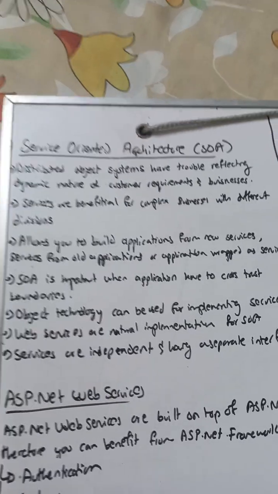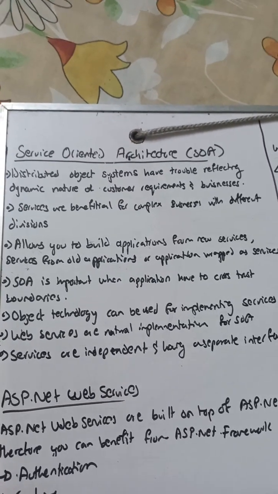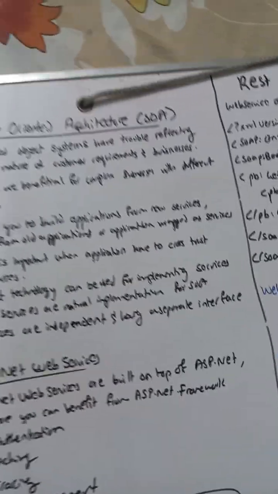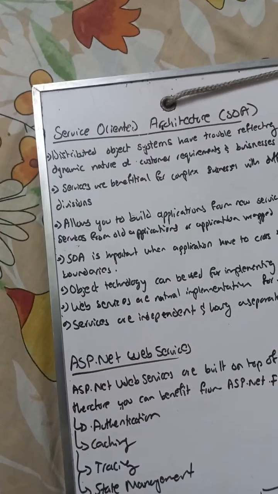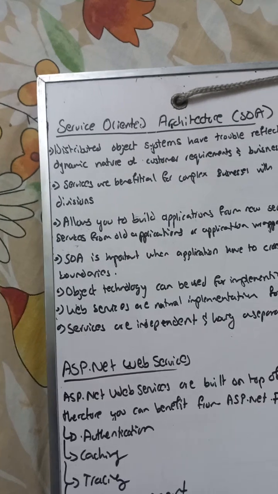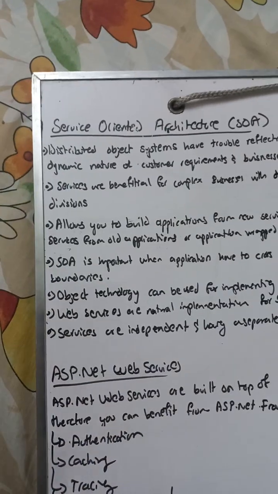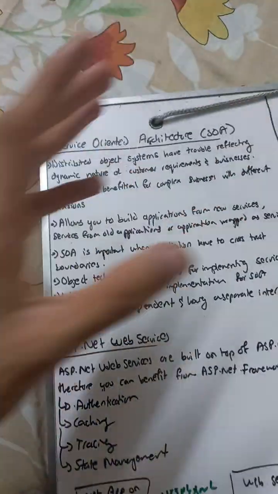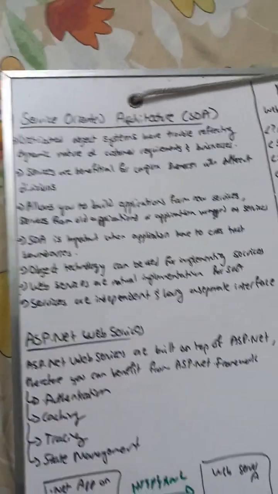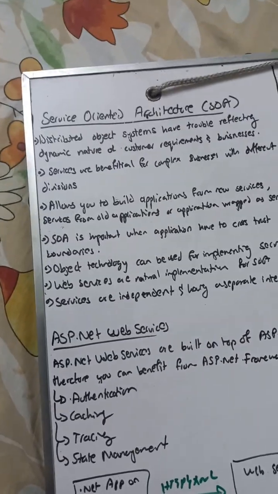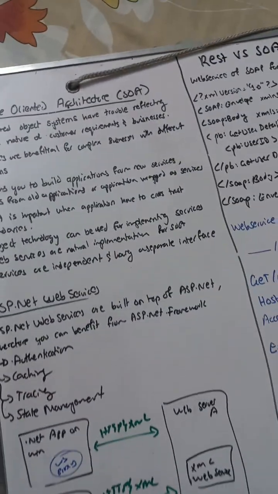उसके अंदर usually मसले होते हैं distributed systems के अंदर ऑब्जेक्ट को रिफ्लेक्ट करना काफ़ी मुश्किल होता है, ठीक है, as per your customer requirements and businesses. तो इसी सिनेरियोज़ के अंदर सर्विसेज बहुत ज़्यादा हेल्पफुल होते हैं because they can adapt to different complex businesses, divisions, and all of the intricacies, क्योंकि आपने basically ये बोला कि एक division के लिए आपने एक service provide कर दी. It allows you to build applications from new services, ठीक है, या तो आप applications new services बनाते हैं या तो आप बनाते हैं from the old services or the applications wrapped as services.